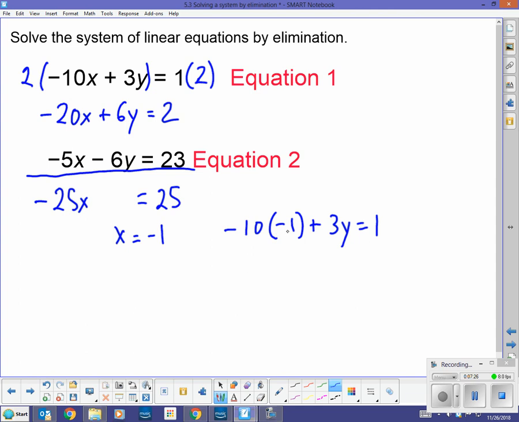So negative 10 times negative 1 is a positive 10, plus 3y equals 1. Subtracting 10 from both sides, 3y equals negative 9. Dividing both sides by 3, y equals negative 3. So my ordered pair here is negative 1, negative 3.